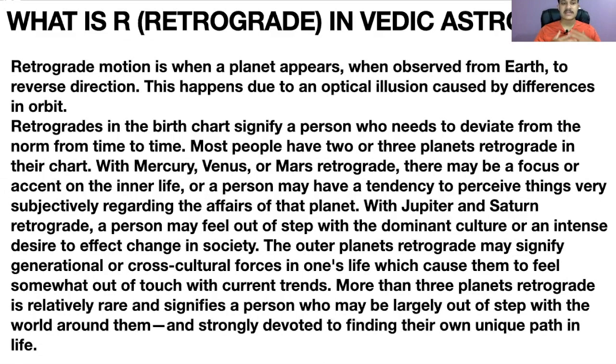With Jupiter and Saturn retrograde, a person may feel out of step with the dominant culture, or have an intense desire to affect change in society. The outer planets retrograde may signify generational or cross-cultural forces in one's life, which cause them to feel somewhat out of touch with current trends. More than three planets retrograde is relatively rare and signifies a person who may be largely out of step with the world around them and strongly devoted to finding their own unique path in life.